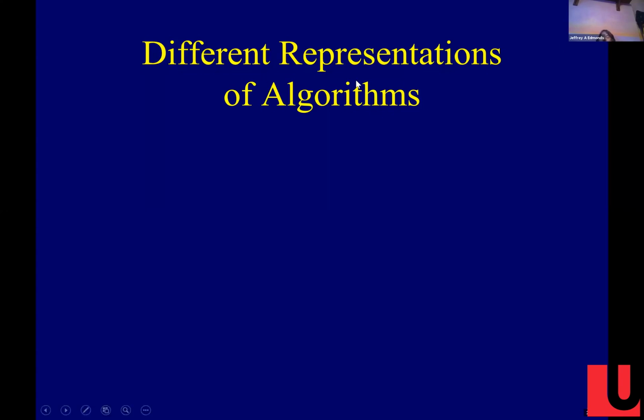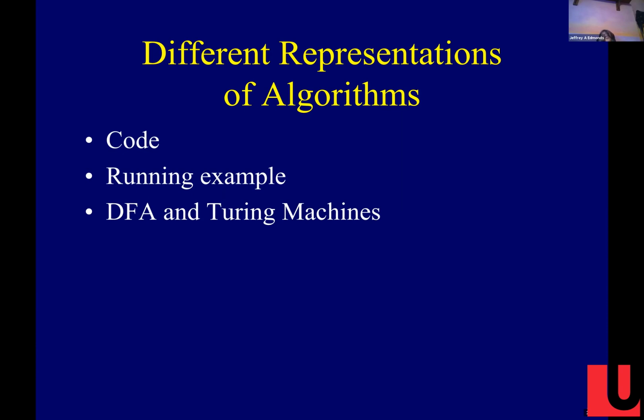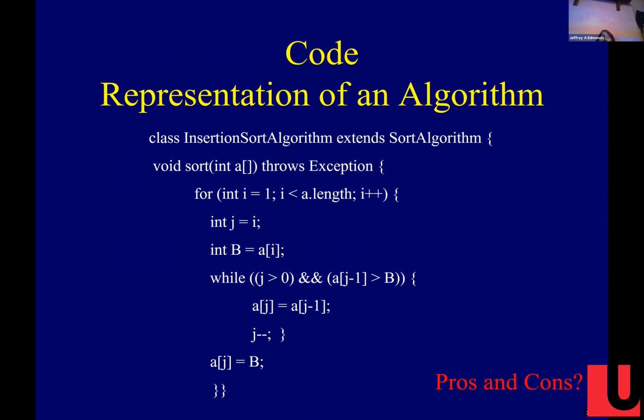There's just different ways of representing an algorithm. You could give me code for it. You could go through a running example. You could give me a DFA or a Turing machine for it. You could give me some higher level of abstraction.